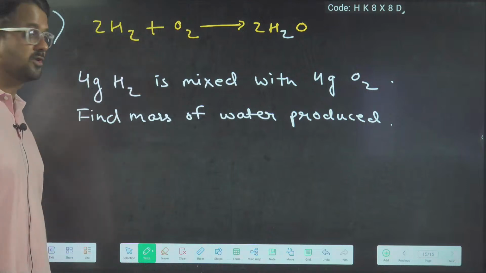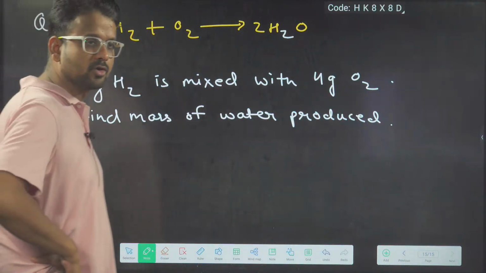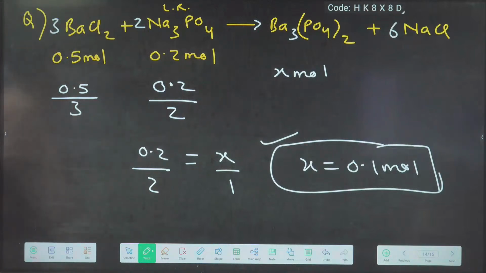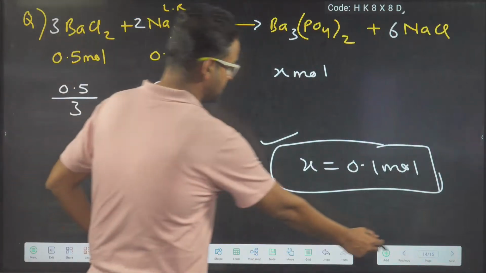Four gram H2 is mixed with 4 gram O2. Find mass of water produced. Okay. This is the previous slide.